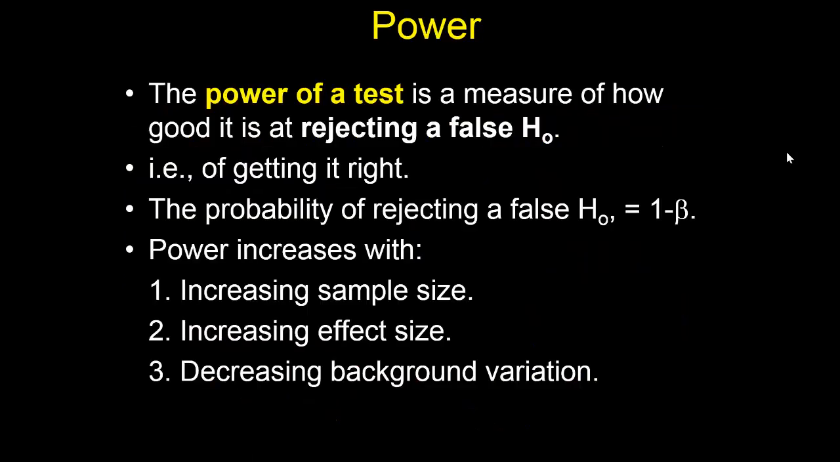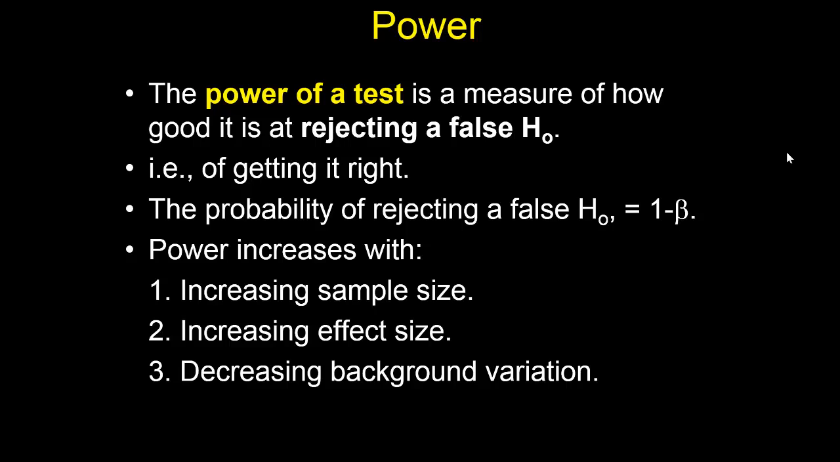So the power of the test is a measure of how good it is at rejecting a false null hypothesis. That's what you want to do, i.e., it's a measure of how good your test is at getting it right. And the probability of rejecting a false null hypothesis is 1 minus beta. Beta comes from the previous slide; just remember that was the probability of making a type 2 error. So power increases with increased sample size, increased effect size, and decreased background variation.